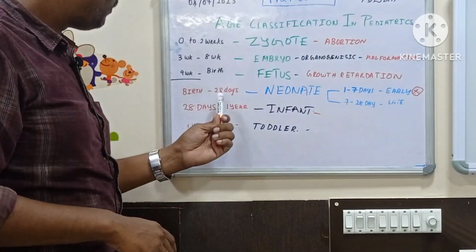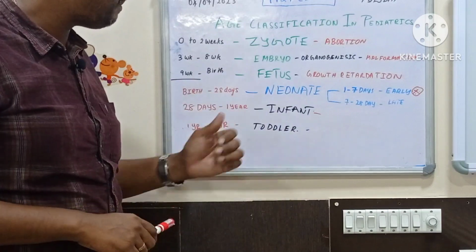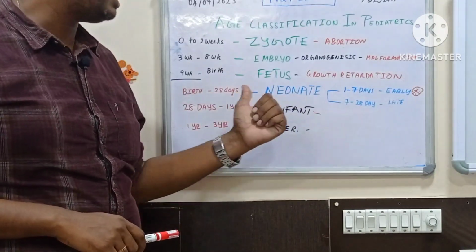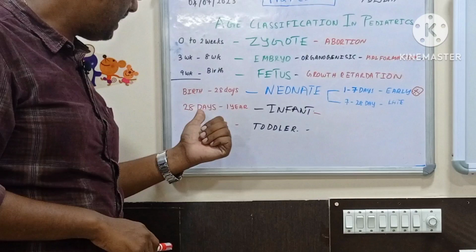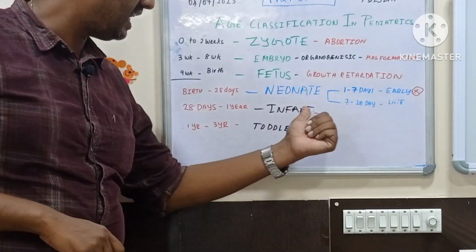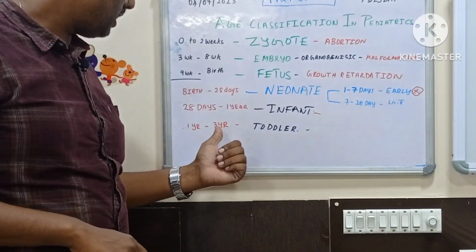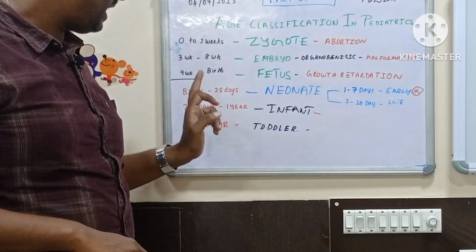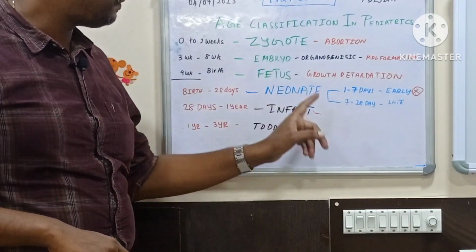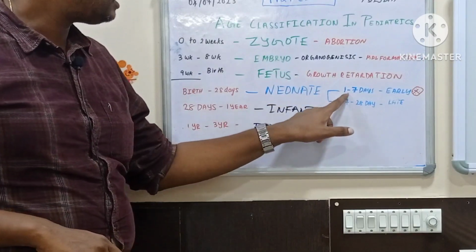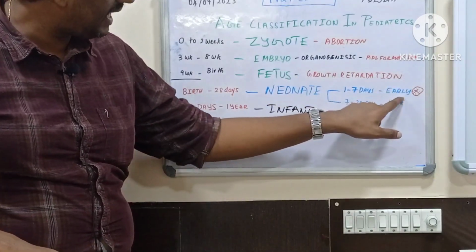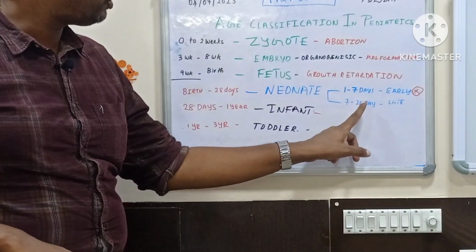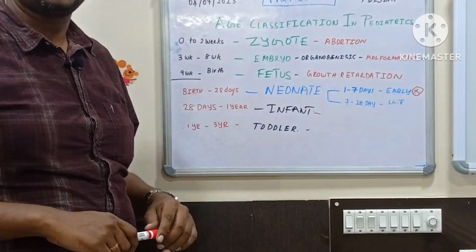From birth to the first 28 days, the baby is called the neonate. It is the neonatal period. From 28 days to 1 year, it is called the infant. And from 1 year to 3 years, the baby is called the toddler. The first 28 days, the neonatal period, is further classified as: the first 1 to 7 days is called the early neonatal period, and 7 to 28 days is called the late neonatal period.